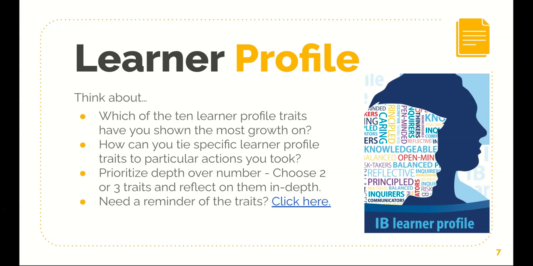Finally, you want to think about your growth as an IB learner. Consider which of the 10 learner profile traits you have shown the most growth on. Ask yourself, how can you tie the specific learner profile traits to particular actions you took in the process? And finally, prioritize depth over number. Choose 2 or 3 traits and reflect on them in depth. If you need a reminder of the traits, you can click on the link in the instructional slides.